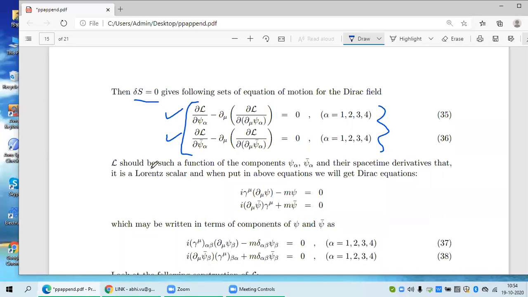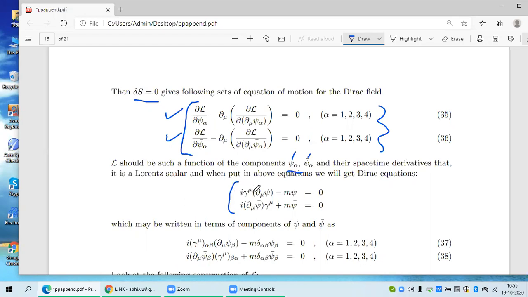So L should be such a function of these components. Now I am not talking about Chi and Chi bar as compact objects like 4 cross 1 or 1 cross 4. I am speaking in terms of components. Once I do everything in terms of components, later I will come back to the compact form. So now the Lagrangian should be such a function of Chi and Chi bar and their derivatives, del mu Chi alpha and del mu Chi bar alpha, such that when that Lagrangian is put here, we will get these equations.